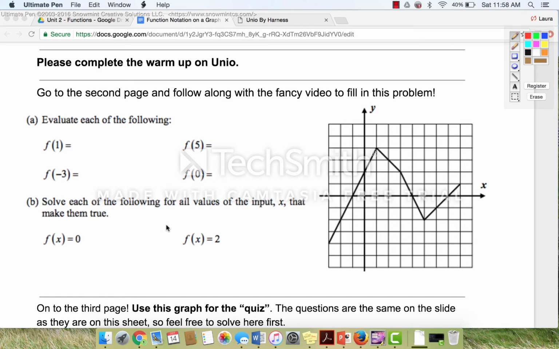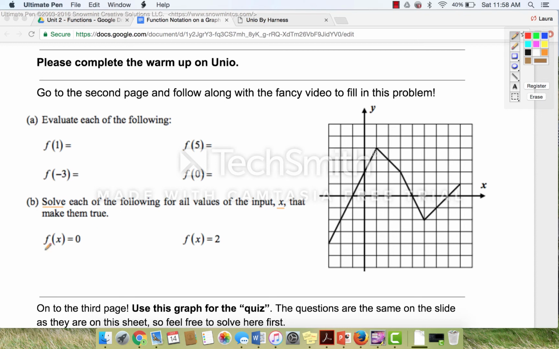Alright guys, so I totally accidentally erased the page. Destroyed my train of thought. I've had to restart from this point, like 2 times. It's cool. We're getting through. So we want to solve each of the following for all values of the input x. So we're solving for x values that make these true.